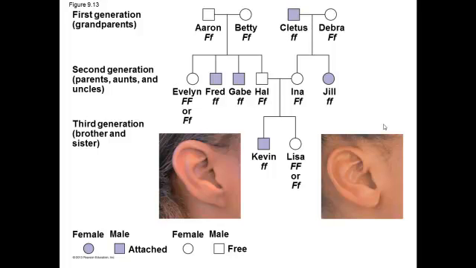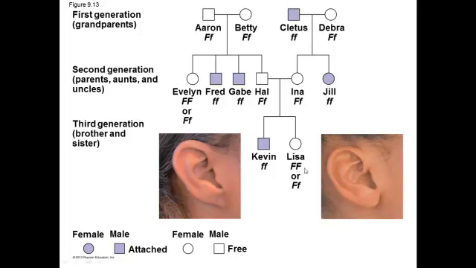So I want to show you a very short example of how someone has done a pedigree, and this is something relatively simple. First, I want you to look at the key in the bottom left here, where circles represent females, squares represent males on this particular pedigree, and the filled in shapes represent someone who has attached earlobes, and the empty shapes represent someone who has free earlobes. And as we know, free earlobes are dominant, these are recessive.